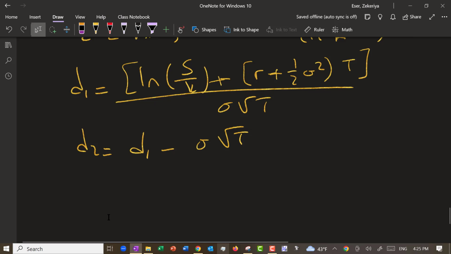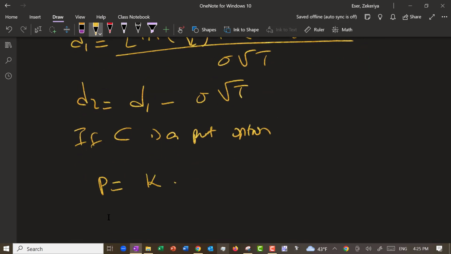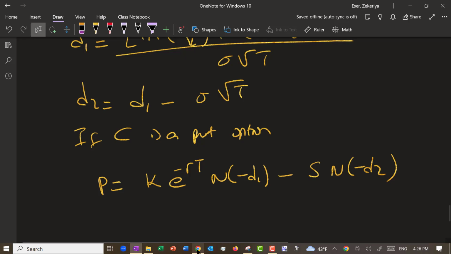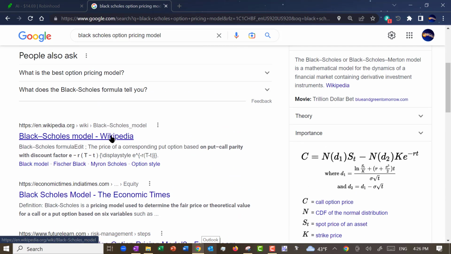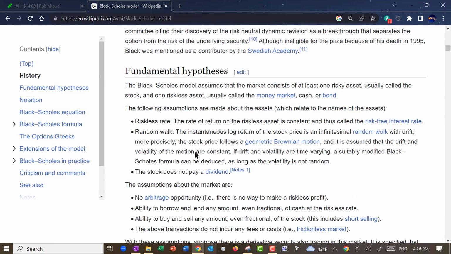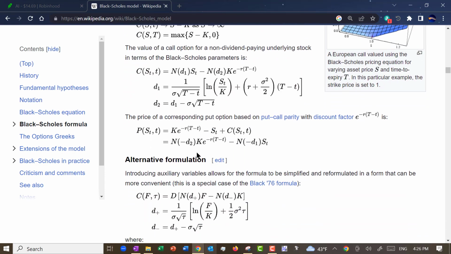And put option. There's a put option. If I'm not mistaken. Oh, it's the other way. D2.